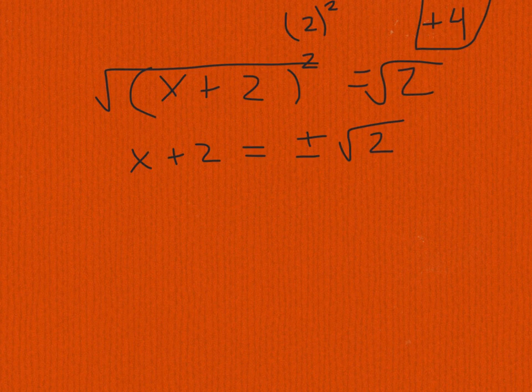So now what do we do? Then you subtract by 2. So we subtract 2. So we get x is equal to minus 2 plus or minus square root 2.